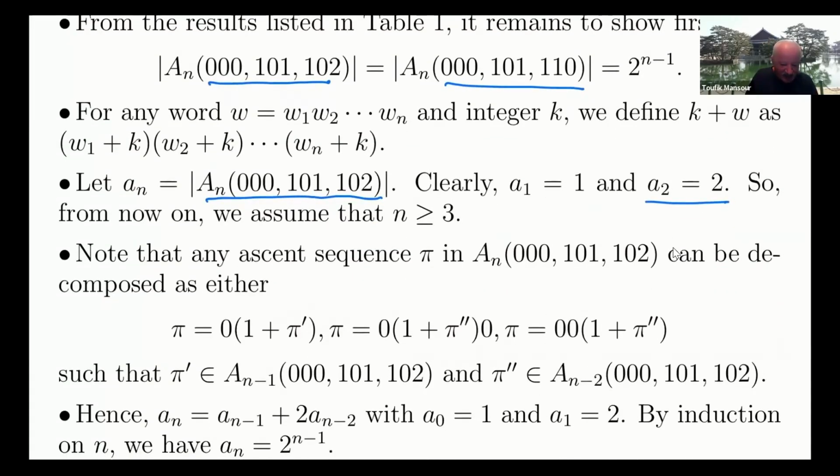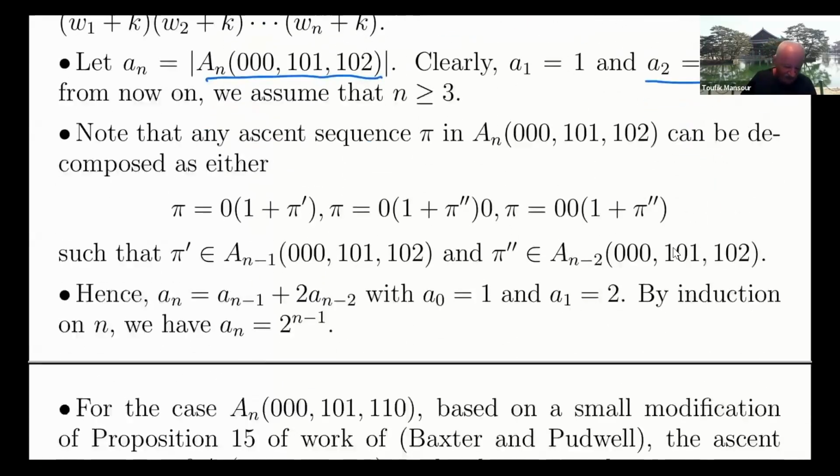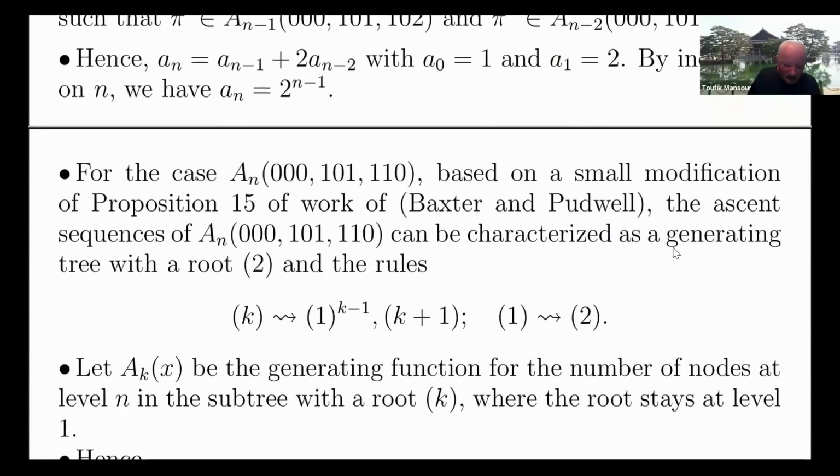So any ascent sequence avoiding these 3 patterns, I can write in this form: 0 or ascent sequences plus 1 for each letter, or 0 and the ascent sequence between, plus 1, or 0, 0 and ascent sequences plus 1. So now with the counting, it's easy, and you get 2 to the power n minus 1.